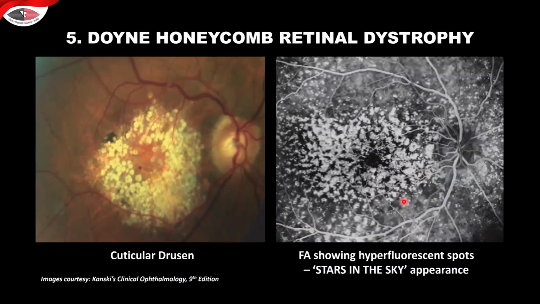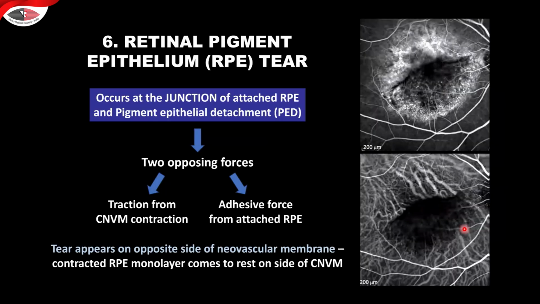Then there's the Doyne honeycomb retinal dystrophy, where you see either a cuticular drusen phenomenon, and a fluorescein angiography showing you hyperfluorescent spots, or a stars-in-the-sky appearance.